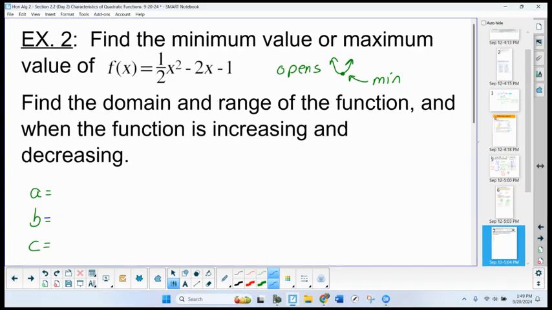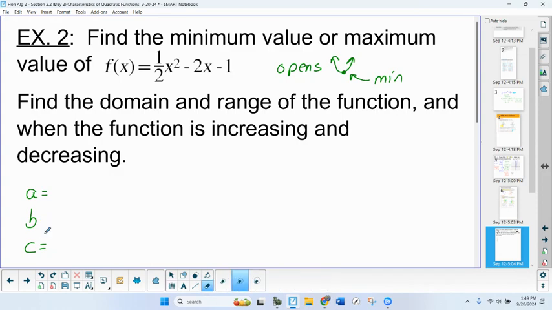Try it again. All right, I need to find A, B, and C. What's the value of A? Everybody. One. All right. What's B? -2. What's C?